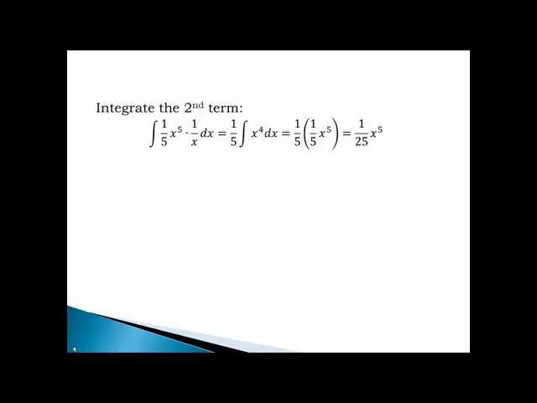Integrating that second term, the integral of 1/5 x to the 5th times 1 over x, I can rewrite as 1/5 times the integral of x to the 4th power, and the antiderivative of x to the 4th is 1/5 x to the 5th, and remembering to multiply it by the 1/5 that was out front, I get 1/25 times x to the 5th power. Putting it all together, I get that the integral of x to the 4th times the natural log of 4x is equal to 1/5 x to the 5th times the natural log of 4x minus 1/25 x to the 5th plus my arbitrary constant c.